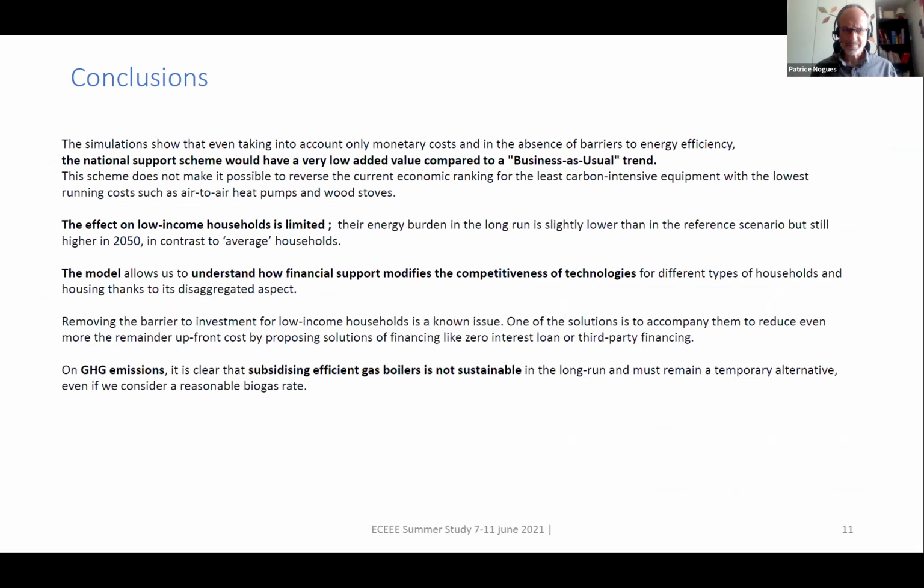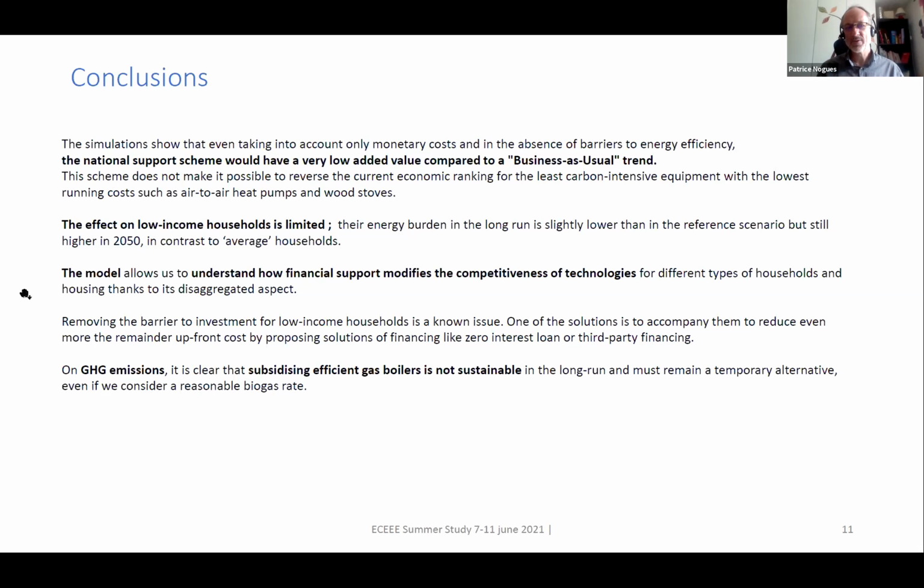So as a conclusion, we could show what would happen only taking into account monetary costs. That means we didn't even consider the different barriers to energy efficiency, like the lack of information and so on. So even without this, we don't see much difference. And so the national scheme will have very poor results compared to the business as usual scenario. For the low income households, we see that the impact is very limited. It's not new. We know that just giving a grant does not have much impact.